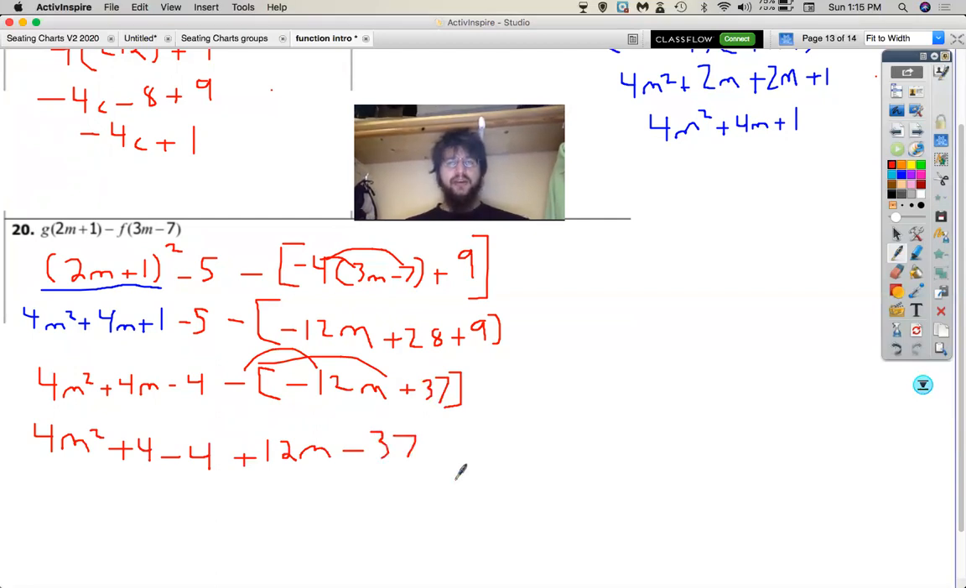Combine like terms again. So I got my regular old numbers here and here. I got my m's right here. Don't drop off the m because that would be terrible. You do all this work and you get it wrong because you forgot an m right here. That would be just horrible. Of course, if you showed your work, I'd probably give you full credit. Yeah, that's just a simple copy error. I don't take off points for that.